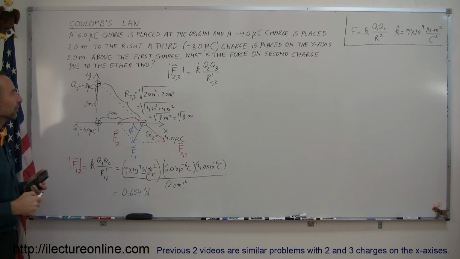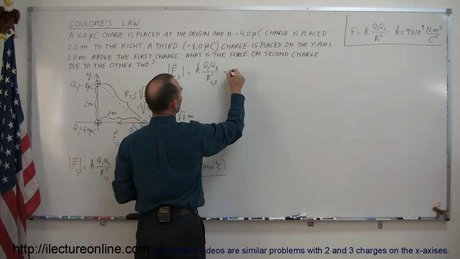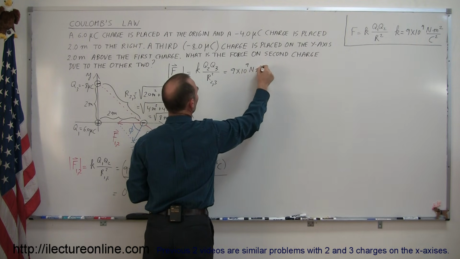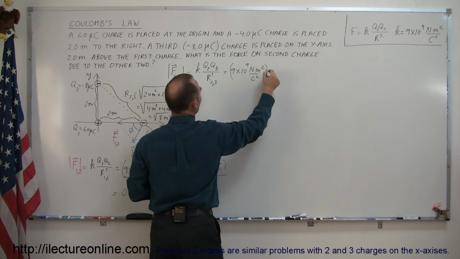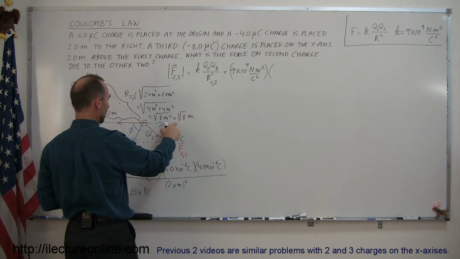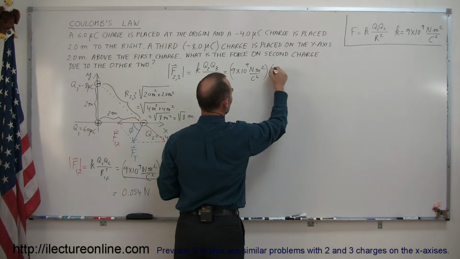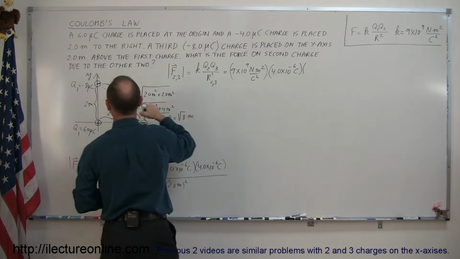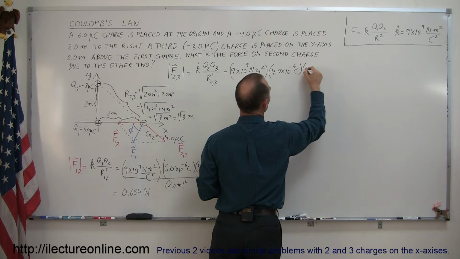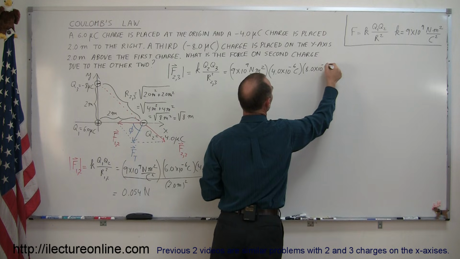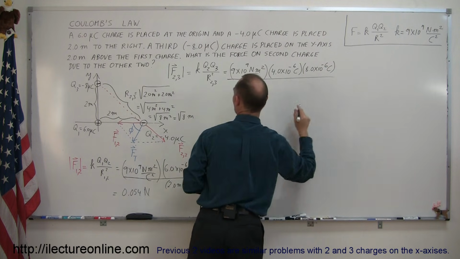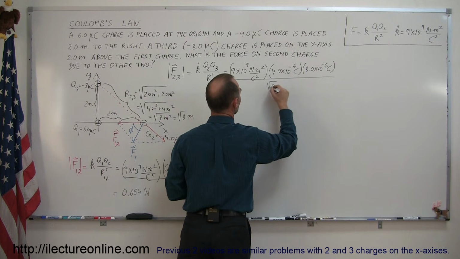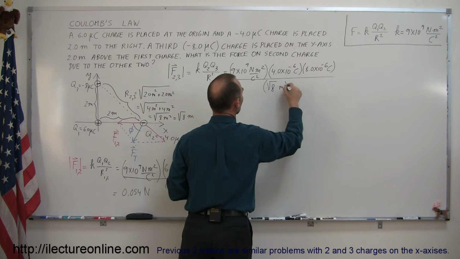Now, plugging in the values that we have, this is equal to 9 times 10 to the 9th newton meters squared per coulomb squared, times the charge 2, which right here is, again, I use the positive value, 4.0 times 10 to the minus 6 coulombs. Then Q3, which is over here, I use 8.0 times 10 to the minus 6 coulombs, and take the whole thing divided by the distance between them squared. So that would be the square root of 8 meters quantity squared.